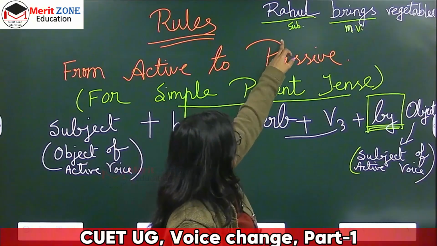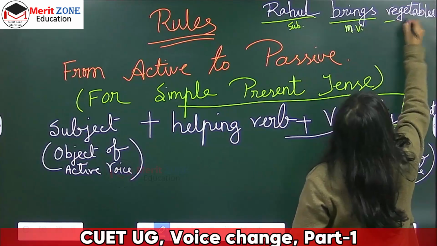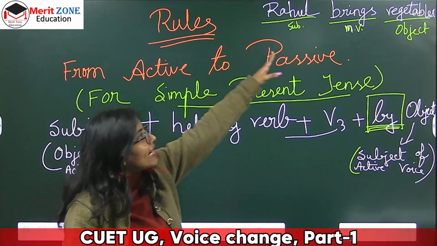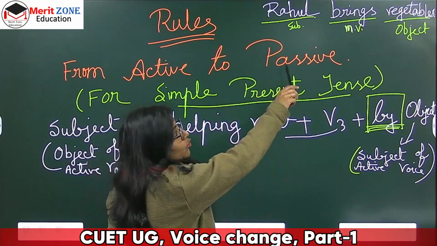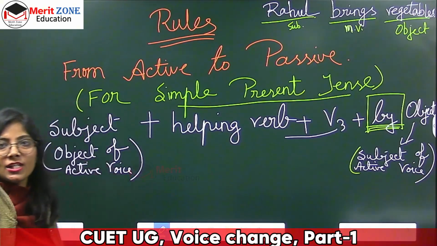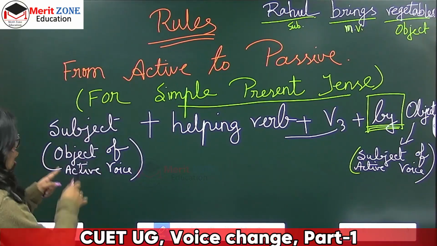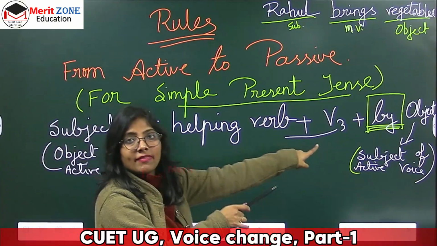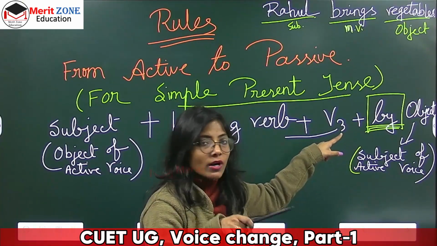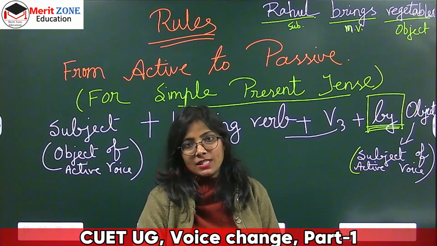Now subject, main verb, then comes object. Vegetables, what is it? Vegetables is the object. Okay, now this entire sentence is in which voice? Active voice. Now we will change it into passive using this particular rule. So I'll just revise the rule once more. Subject, which is the object of the active voice, then helping verb, then V3, the third form of the verb, and then comes by. We have to use the word by, meaning by whom it is being done, and then comes the object of the sentence, which is again the subject of the active voice. Clear?